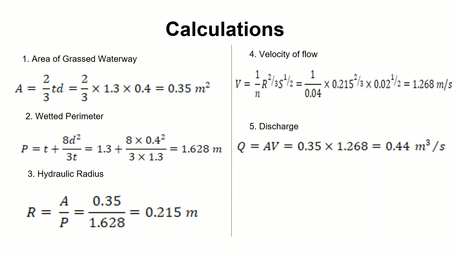So if there is a parabolic channel having top width of 1.3 meters and depth of flowing water is 40 centimeters, then the discharge it can handle is 0.44 meter cube per second. Okay, so this is the discharge in this parabolic grassed waterway.